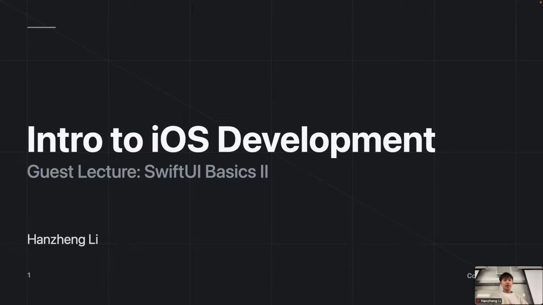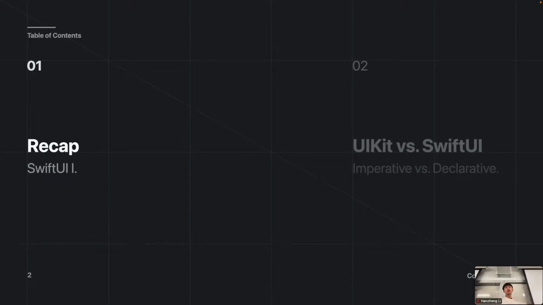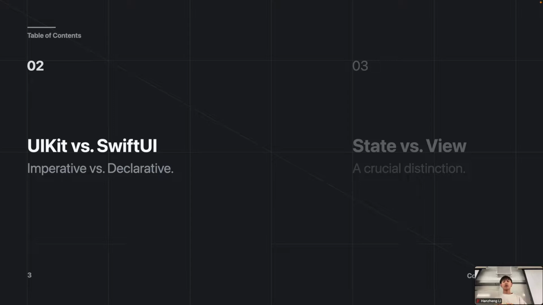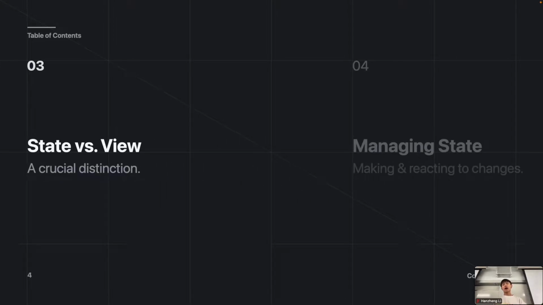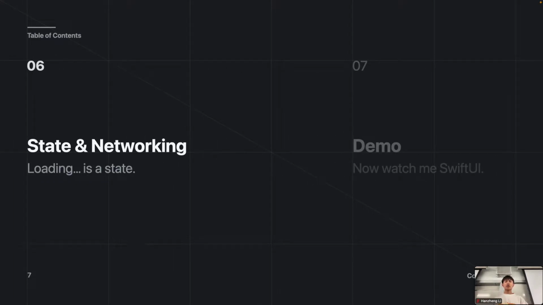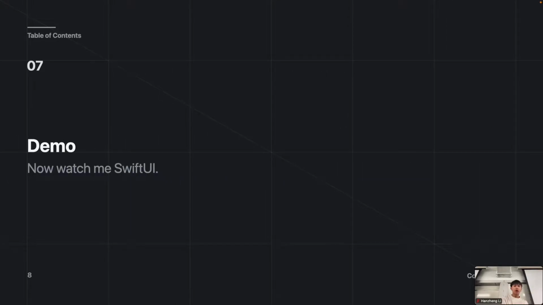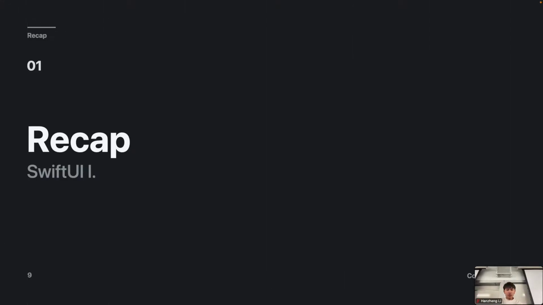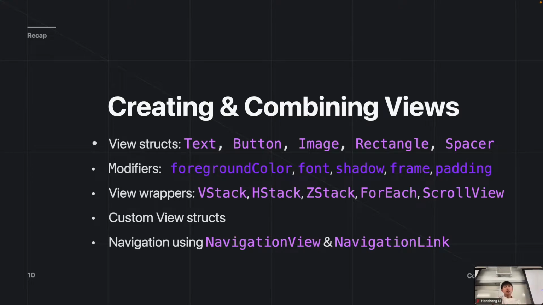Cool. All right, let's get started. So today we're gonna start with a recap of what we learned last week, and then move on into talking about a few of the key differences between how you're gonna be implementing in UIKit and SwiftUI. This is gonna be important later for when we talk about how we separate state from view using the SwiftUI model, and then we're gonna talk about how to manage that state, how to share that state, and also think about networking in the state approach. And then at the end, we're going to do another demo following our lyricist genius copy from last week as well.